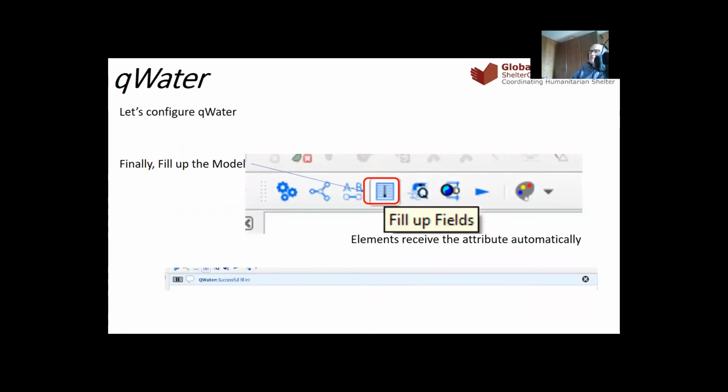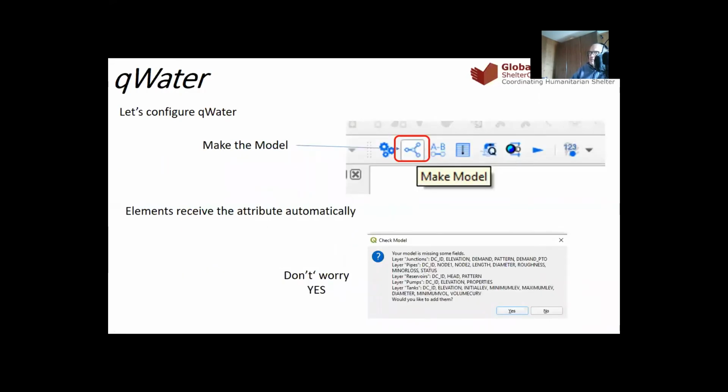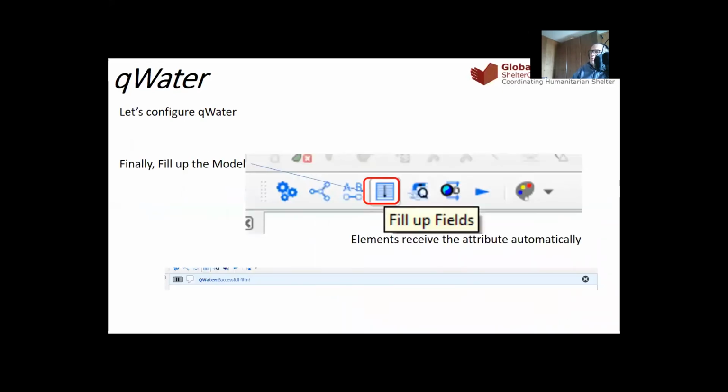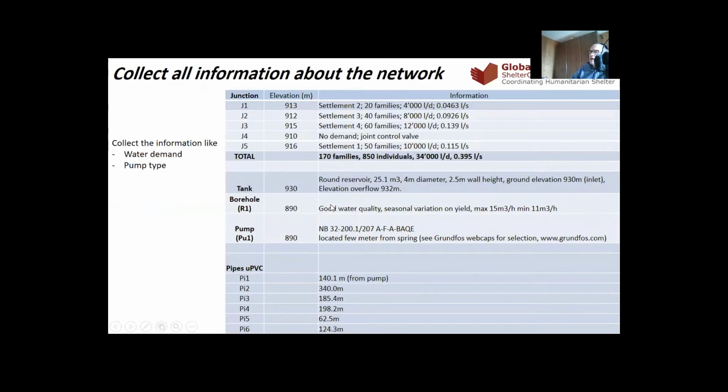Now, finally, click as well on fill up the fields, this one. So previously, we have created on each layer the columns for the missing information. And with this one, we fill the columns with the missing information. It takes some time. And now, the next point, of course, is to collect all the information that you need for your network.